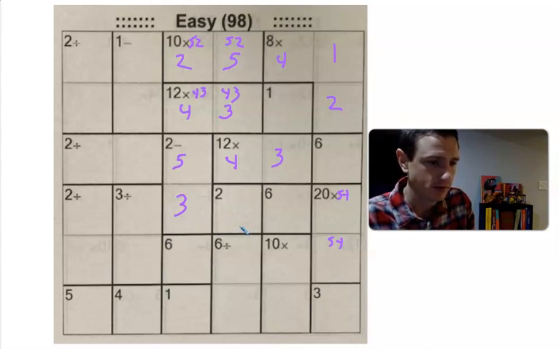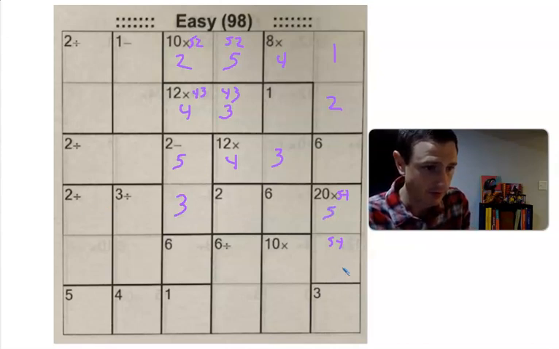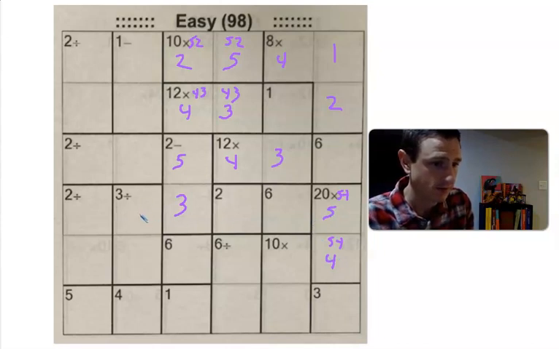6, 5. 5 can't go here, 5 can't go here, so this has to be 5, and this is going to be 4. 6, 5. 4 and 1. 4 can't go here, so this has to be 4. 4 divided by 2, so this has to be 1. 3 divided by 1 is 3.